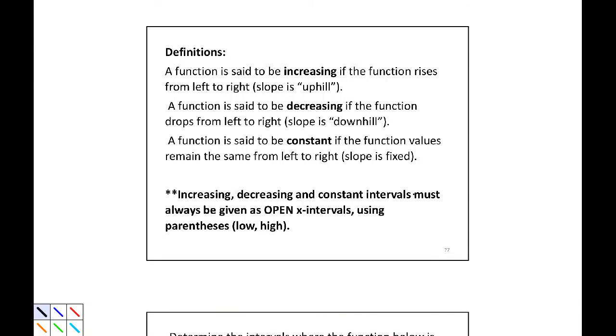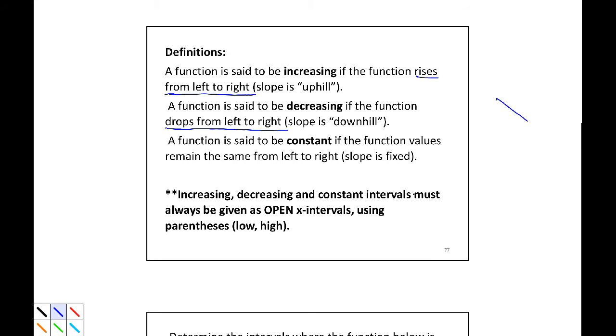As usual, to discuss where a function is increasing or decreasing, we need to first define those functions. So here we have the definitions of increasing. A function is said to be increasing if the function rises from left to right, that is, it slopes uphill. A function is said to be decreasing if the function drops from left to right, if it is downhill.